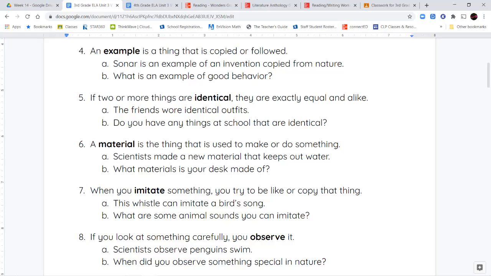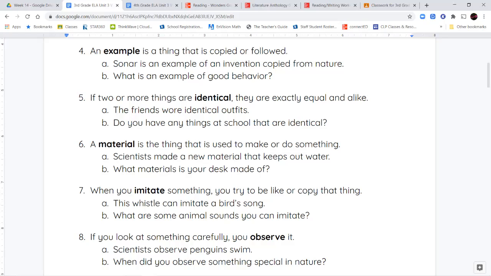Your next word is the word identical. Identical means things that are exactly the same, right? So you can have identical twins, right? There are siblings that look exactly the same. You can buy two identical shirts, like matching ones, right? The ones that look exactly the same or exactly equal.